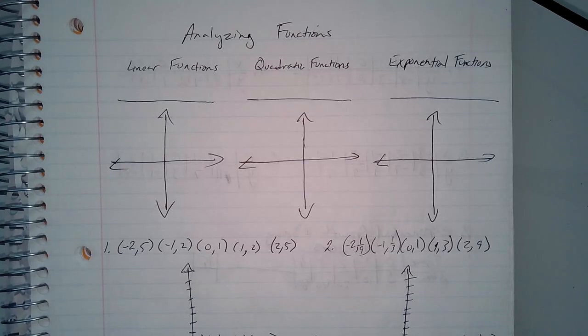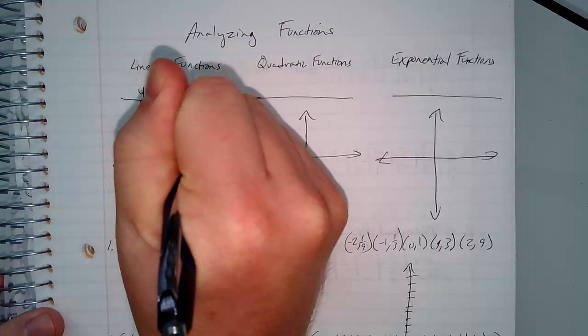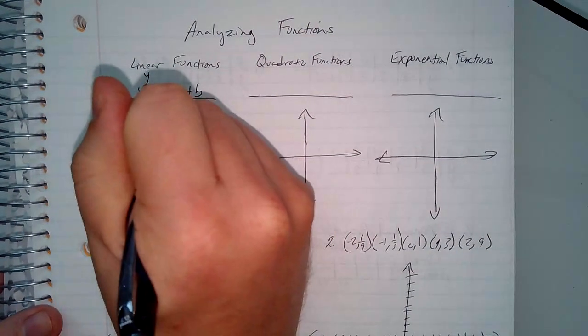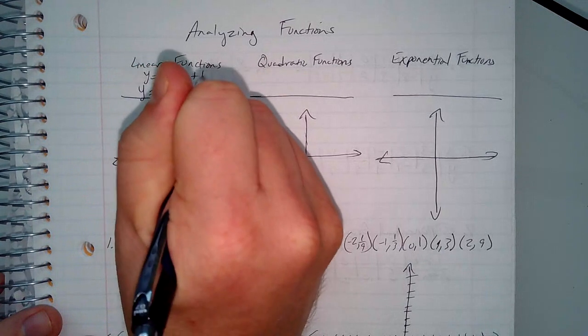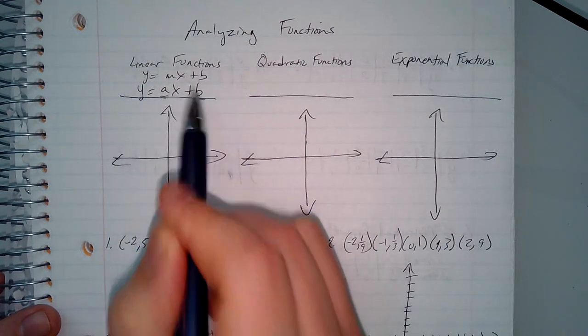All right, analyzing function notes. We have linear functions, quadratic functions, and exponential functions that we've talked about so far this year. Linear functions are y equals ax plus b. We've also called it y equals mx plus b, where m is the slope and b is the y-intercept, right?